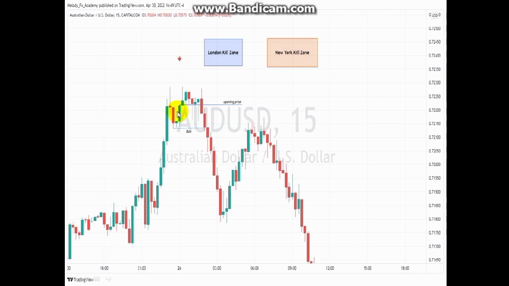So now I did my annotations. I delineated the New York midnight open. This is my opening price. So this is my London key zone open.